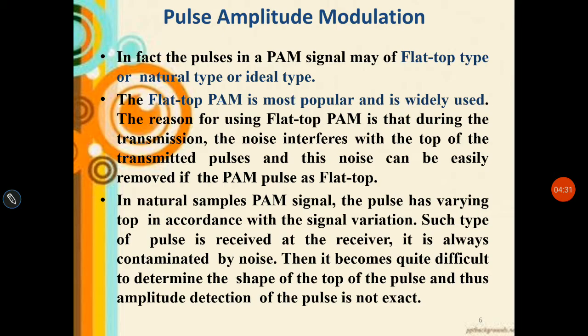In the second case, in natural sampled PAM signal, the pulses have varying top in accordance with the signal variation. Such a pulse received at the receiver is always contaminated by noise. That means it is always merged with some noise, and then it becomes quite difficult to separate this noise or to determine the shape of the top of the pulse. Thus amplitude detection of the pulse is very difficult and a very complex system, and obviously it will not be the exact one.